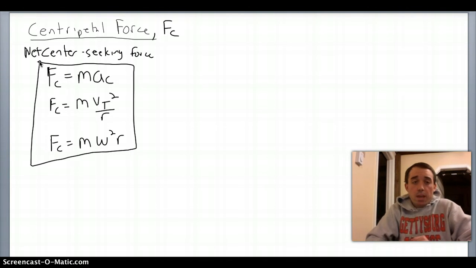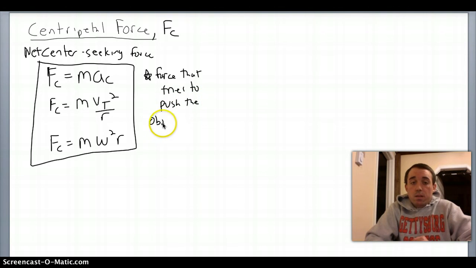The centripetal force, in its most basic definition, is the force that tries to push the object to the center.